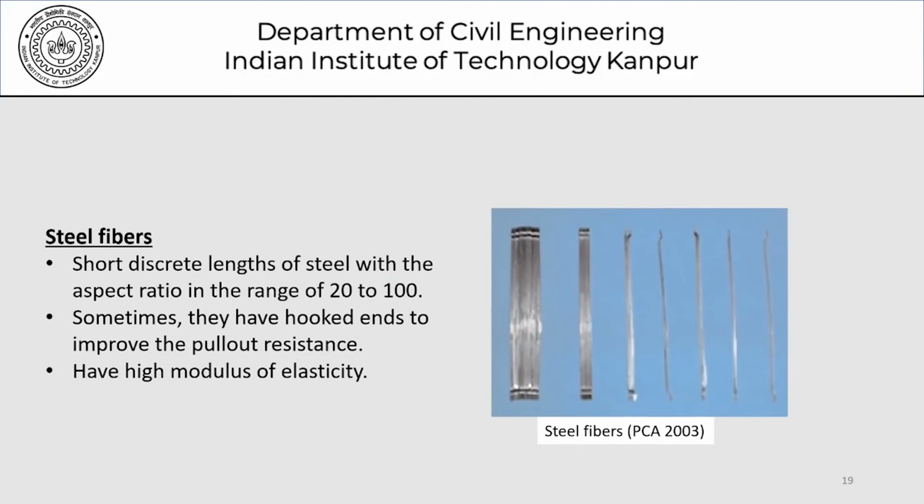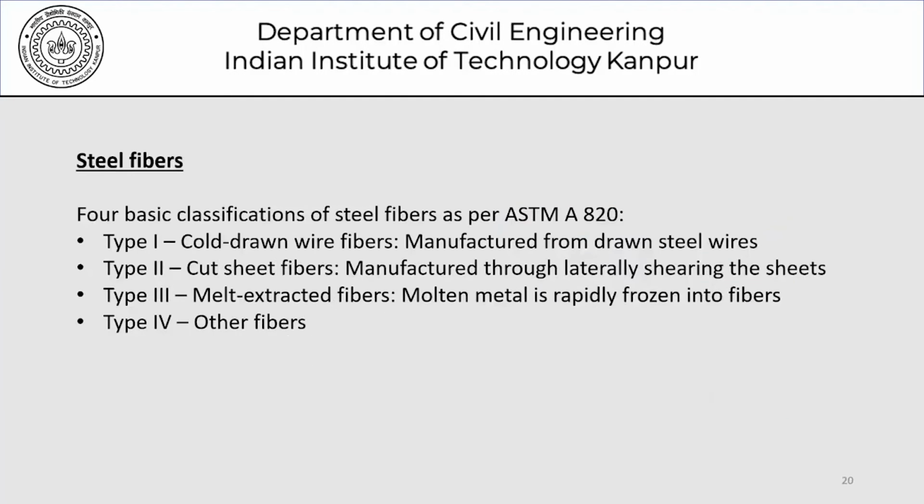This here is steel fibers. Short discrete lengths of steel with aspect ratios ranging from 20 to 100. Aspect ratio, I told you, is the length to diameter ratio. Sometimes they have hooked ends to improve the pull-out resistance, and of course they have the high modulus of elasticity. Steel fibers, according to ASTM A820, have been divided into 4 types or classified as type 1, 2, 3 and 4 depending on what they are all about.